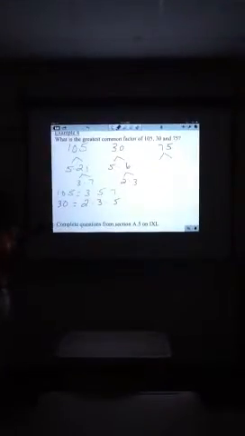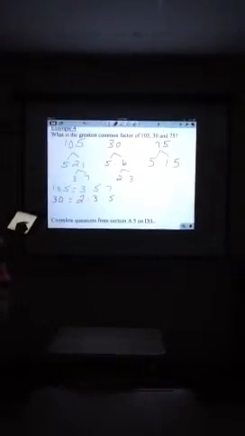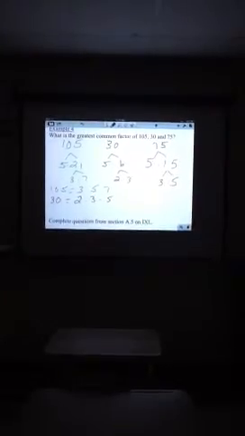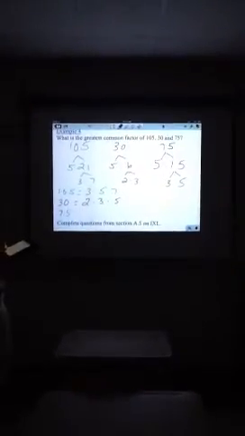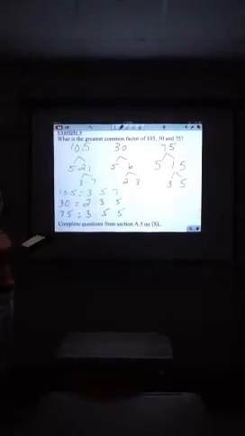Okay, 75 again ends in 5, so I know it's divisible by 5. So I'm going to make that 5 times 15. And then 15 is 3 times 5. Okay, so 75 in order is 3 times 5 times 5.